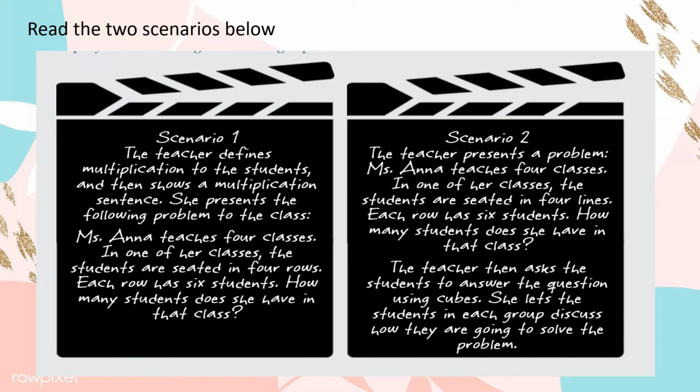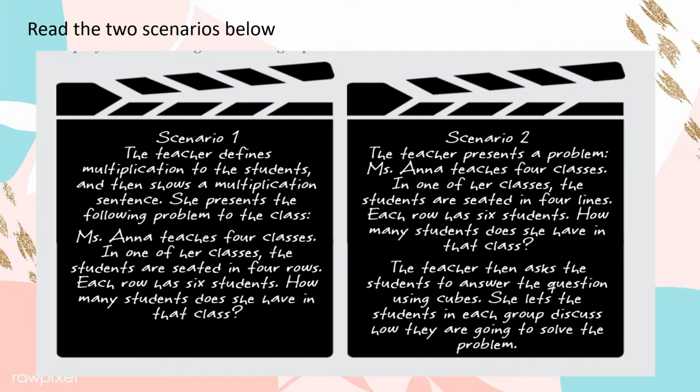Scenario 1, the teacher defines multiplication to the students and then shows a multiplication sentence. She presents the following problem to the class. Miss Anna teaches 4 classes. In one of her classes, the students are seated in 4 rows. Each row has 6 students. How many students does she have in that class? That is scenario number 1.